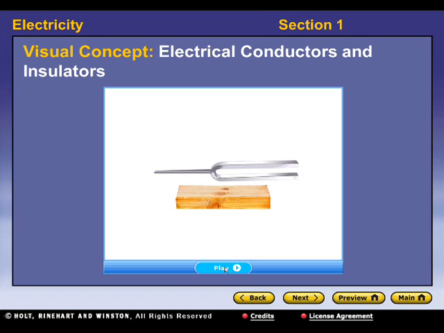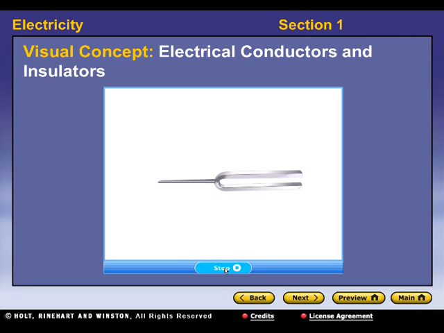So let's look at electrical conductors and insulators. All materials can transfer some charge, but some do so far more efficiently than others. Conductors are materials in which electric charges move freely. Most metals are conductors. Insulators are materials in which electric charges do not move freely. Examples are glass, rubber, silk, and plastic. It's possible to add extra charge to an insulator, but there is little tendency for the charge to move into other regions of the material.